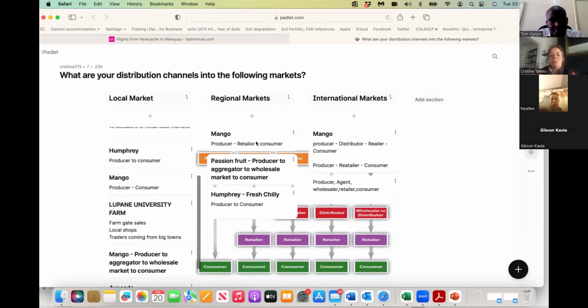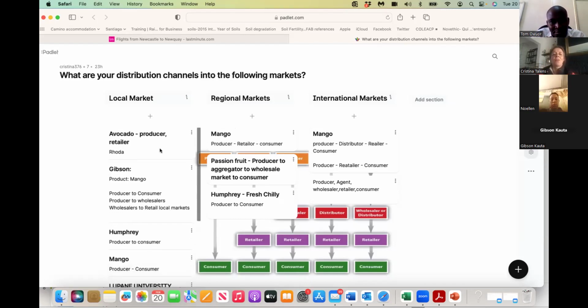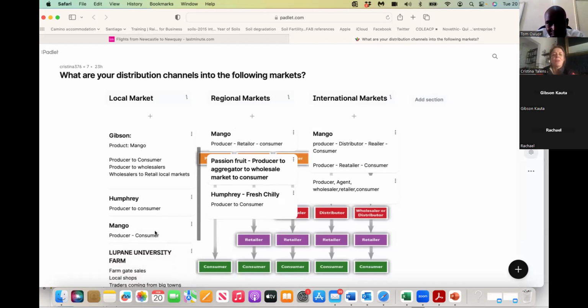Regional markets, we already said producer, retailer, consumer. Okay. Who's doing producer, retailer, consumer? Who is this? Mango, producer, retailer, consumer. Is that Rhoda again? No, that's me, Rachel. Rachel? So this was you here. Producer to consumer in the local market, producer, retailer, consumer in the regional market.